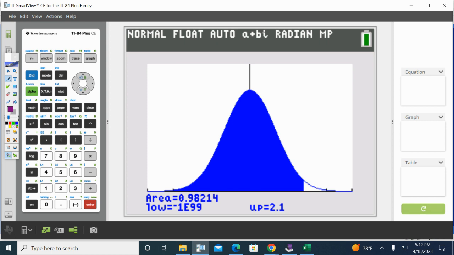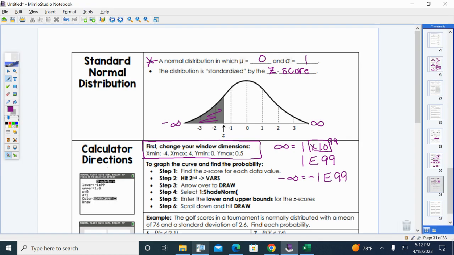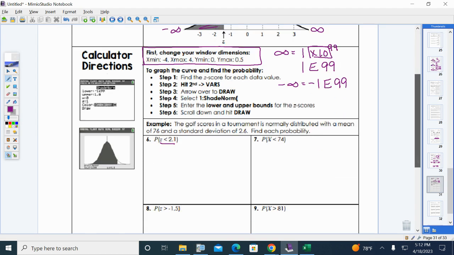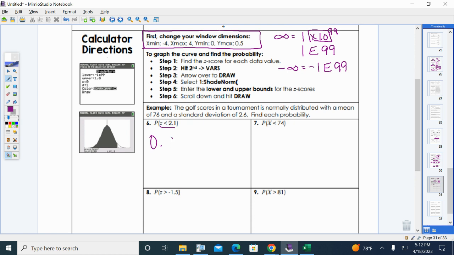the z-score of 2.1. So it tells you here that the area is 0.98214. As a percent, that's 98.21%. So what that means is 98.21% of all z-scores fall below 2.1.